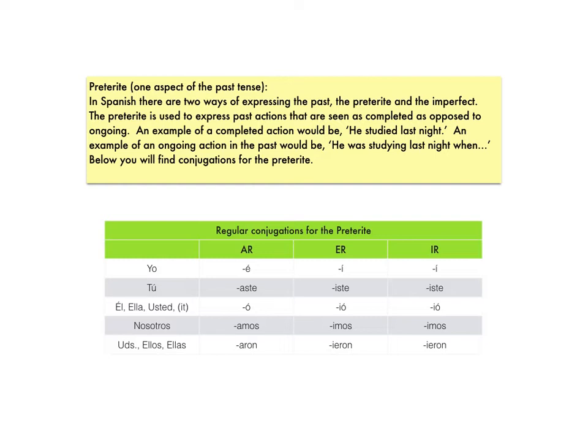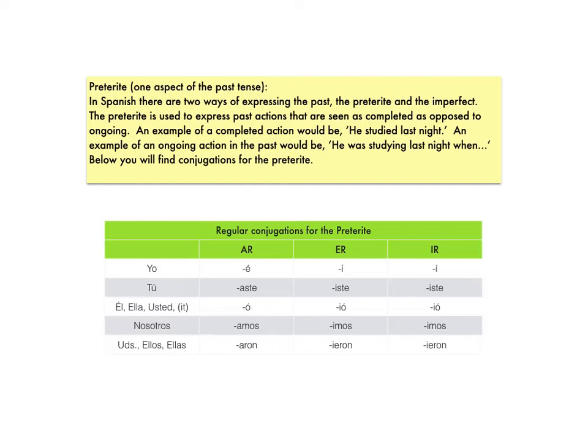An example of a completed action would be he studied last night. An example of an ongoing action in the past would be he was studying last night when. Below you will find conjugations for the preterite. So the preterite has its own complete set of conjugations. It's got its own irregulars and everything. So these are the regular conjugations in the preterite.